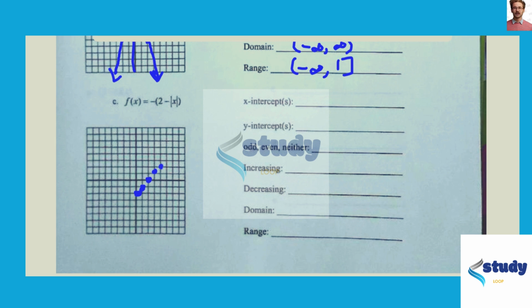Let's go backwards. If x is -1, then we get 2 minus the absolute value of -1, which is 1, so it's 2 minus 1, or 1. The negative of that is -1. And then if x is -2, we get 2 minus 2, which is 0. And we can see the behavior emerging.